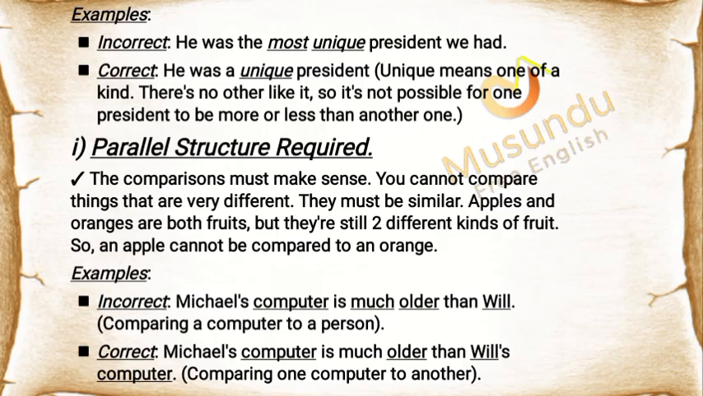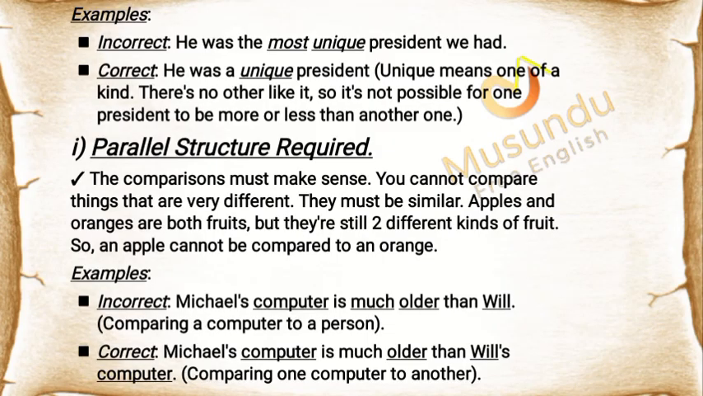Parallel structure required. The comparisons must make sense. You cannot compare things that are very different. They must be similar. Apples and oranges are both fruits, but they're still two different kinds of fruit. So, an apple cannot be compared to an orange.